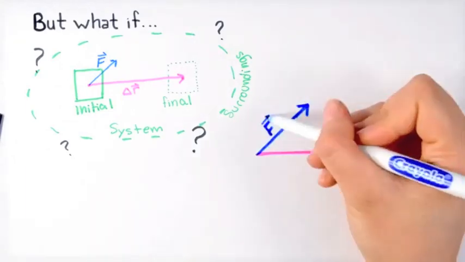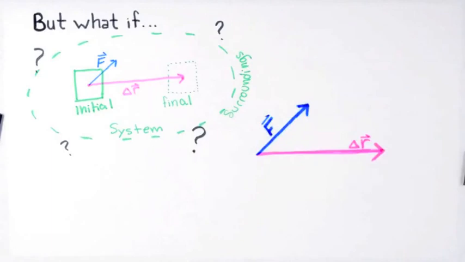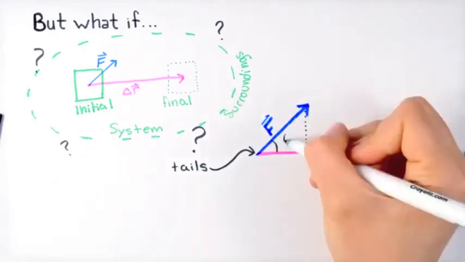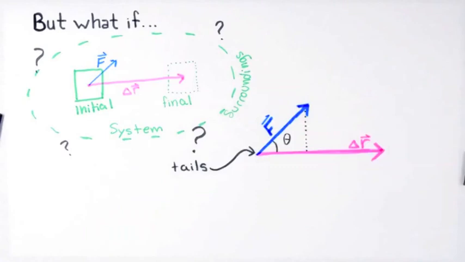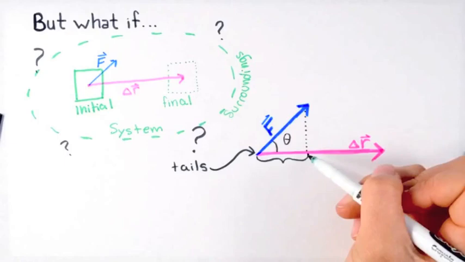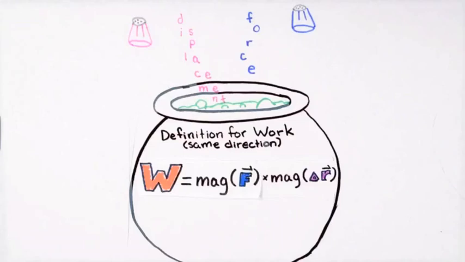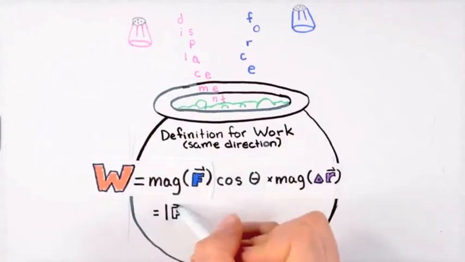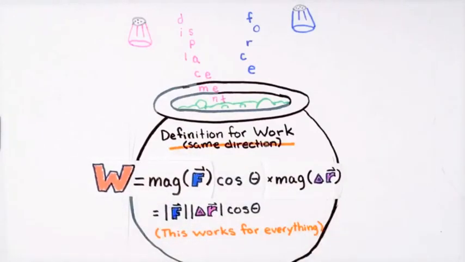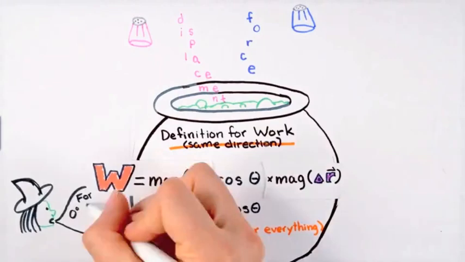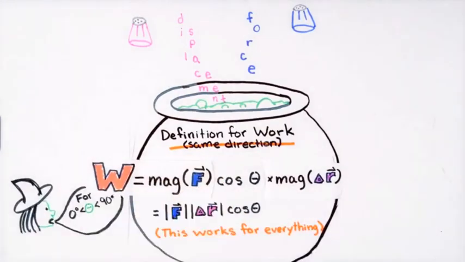We can visualize this by placing the arrows representing the force and the displacement tail on tail. The angle theta is then the angle between the vectors. Now the part of the force that is responsible for the energy transfer is the magnitude of F times the cosine of the angle theta. So our refined expression for work should include this, which we can write as the magnitude of the force times the magnitude of the displacement times the cosine of the angle theta. For this example, where theta is greater than 0 but less than 90 degrees, cosine theta is positive but less than 1.